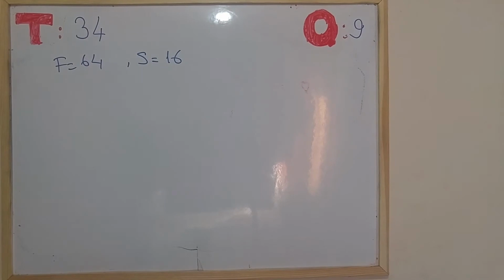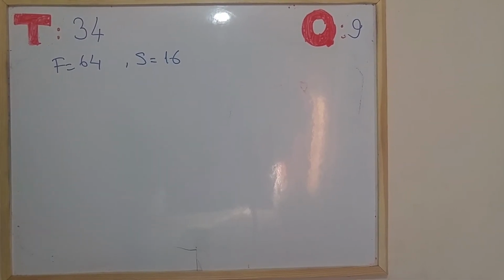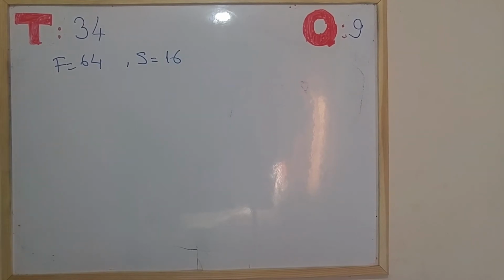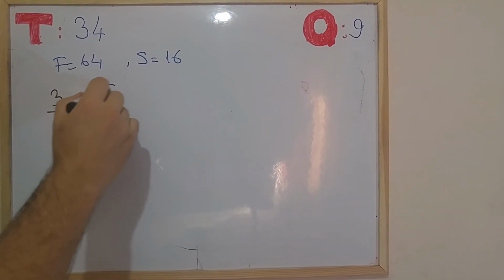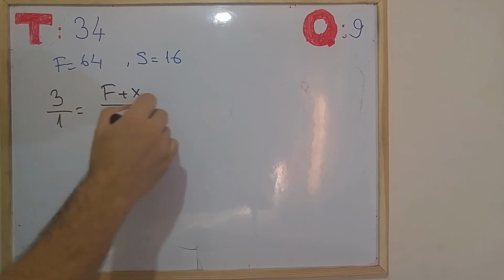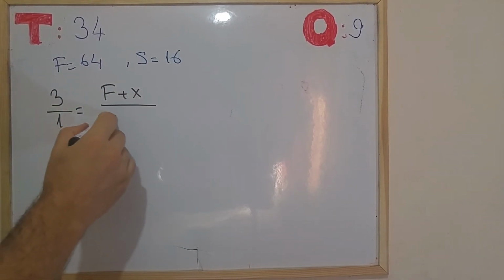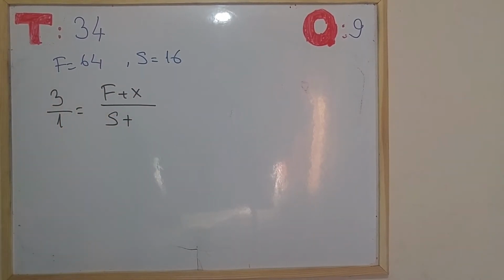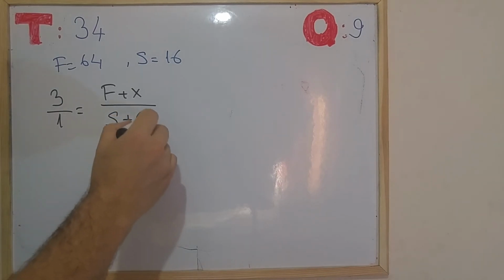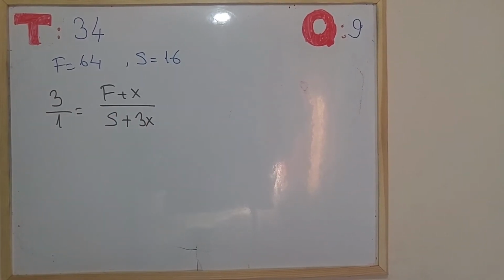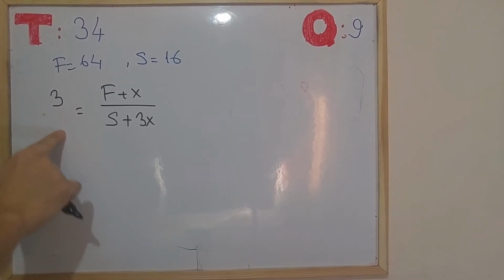Father is 64, and the kids' ages sum up to 16. In how many years will the father's age be 3 times his children's age? So the ratio of their ages will be equal to 3 to 1 at that time. And at that time, father will be X years older, and the sum of the kids' ages, since there are 3 kids, is going to be 3x more. Since this is 1 only, I don't need to write it.